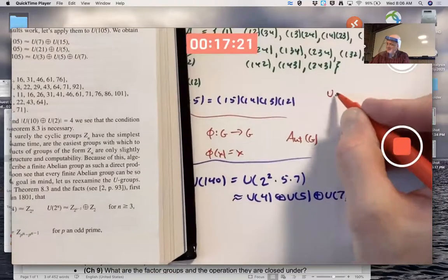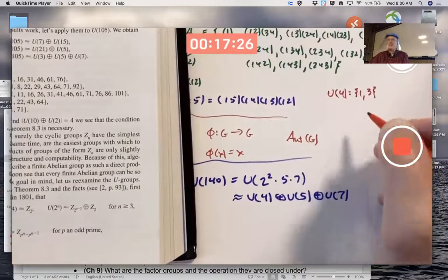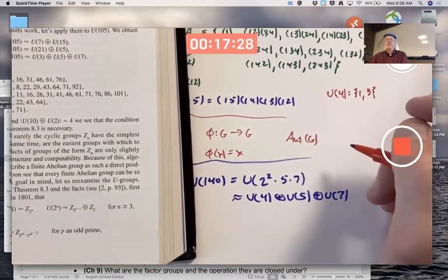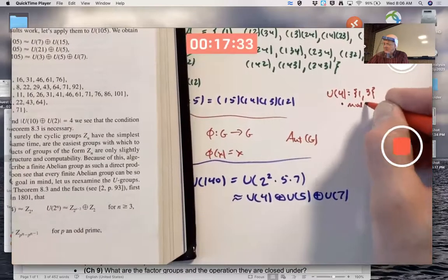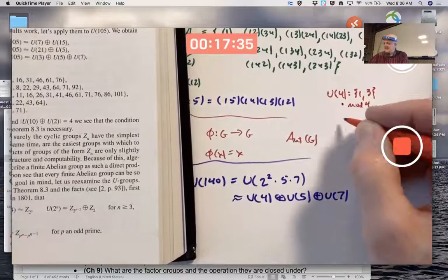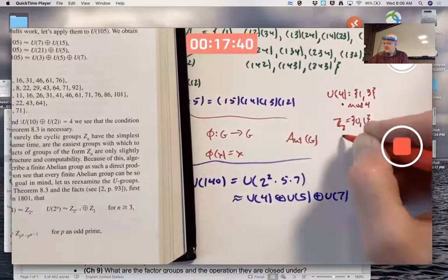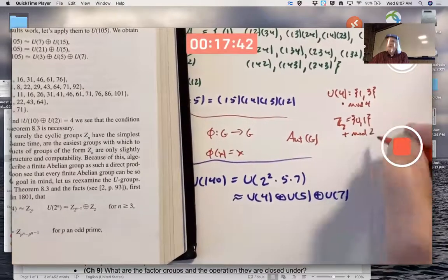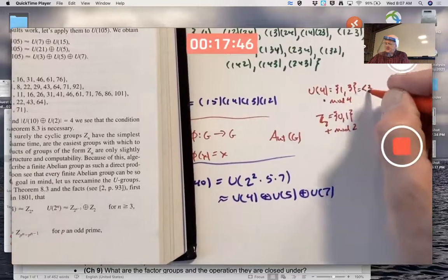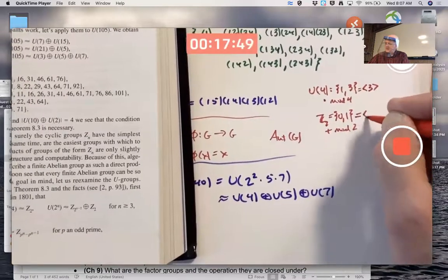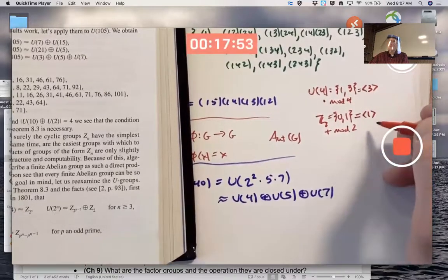U3 or U4. The elements are 1 and 3, and the operation is multiplication mod 4. And Z2, the elements are 0 and 1, and the operation is addition mod 2. U4 is generated by 3, and Z2 is generated by 1. 3 under multiplication, 1 under addition.